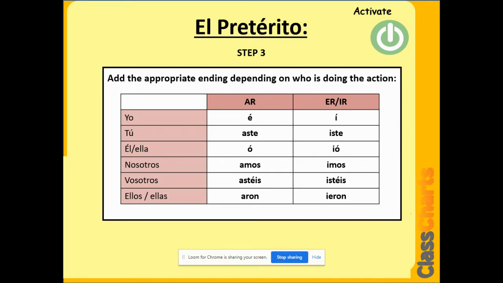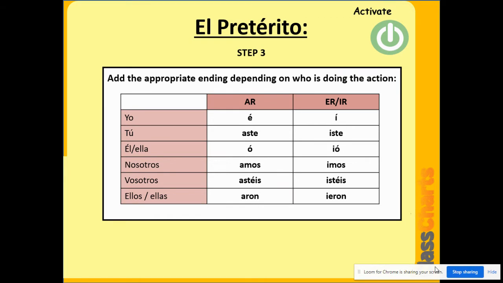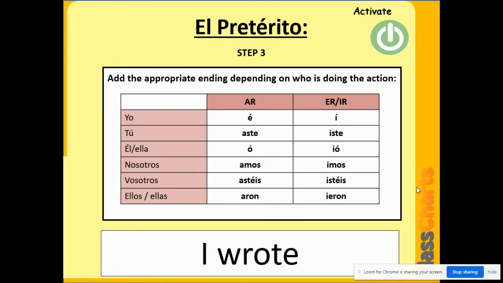All right. Let me move this little thing in here so you can see what we're going to be doing. Okay, so I wrote. How would I say I wrote? The verb is escribir. Pause the video if you like and try to write it down on your piece of paper. I'm going to give you the answer shortly.